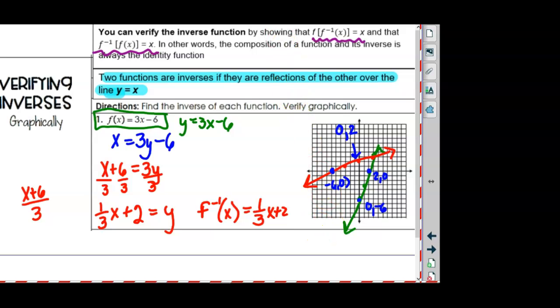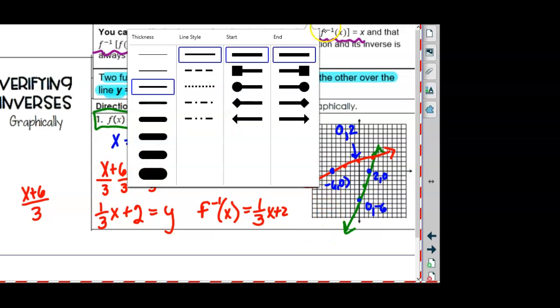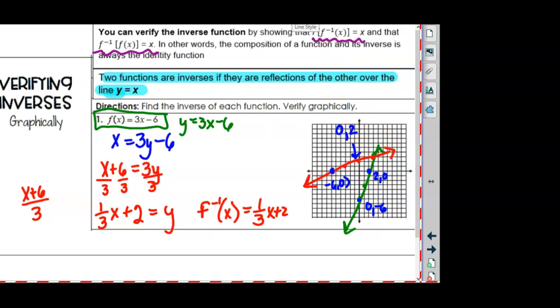Okay. It should look like it reflected across this line. Let me see if I can. Why is it giving me that? I don't want to pick a style. I just want to draw a line. All right, I'll just freehand it, and it's not going to go well, but it should look like it reflected or folded across the line y equals x right there.